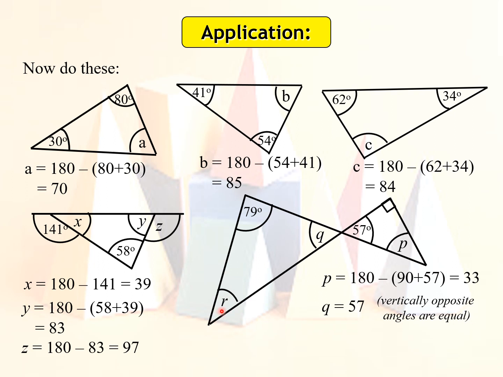And then to determine the measure of angle R, it is 180 minus 79 and the measure of angle Q, which is 57. So 79 plus 57 subtracted from 180 is equal to 44. So measure of angle R is equal to 44 degrees.